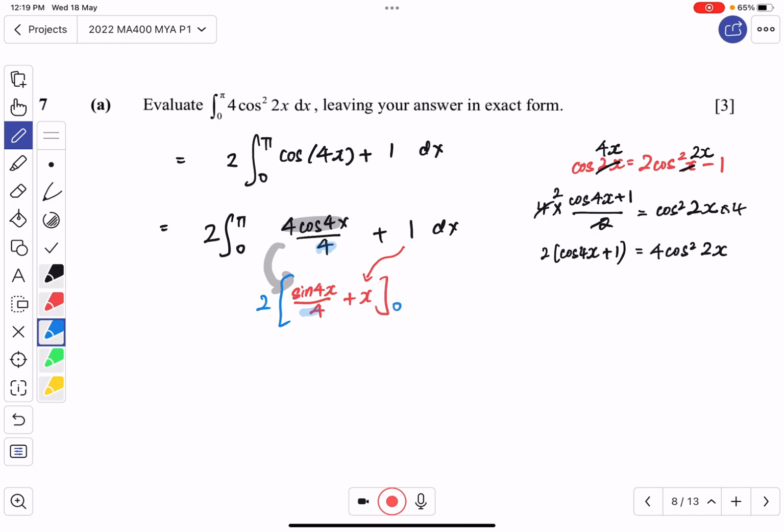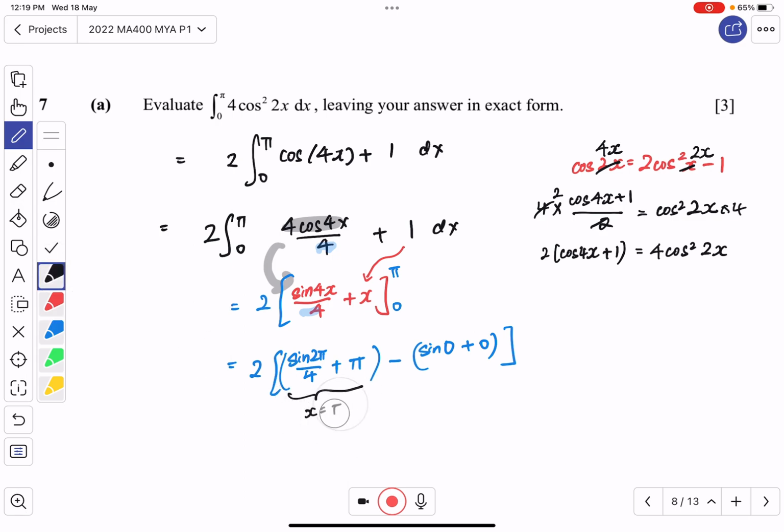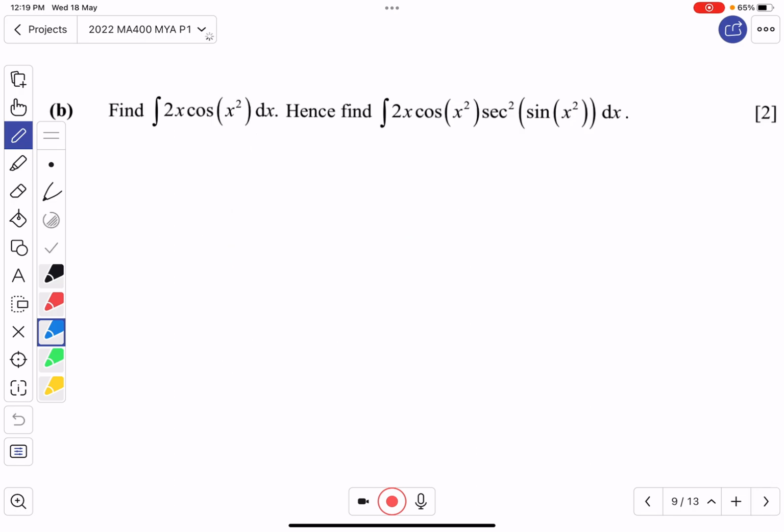Times 2, from 0 to pi. And with this, substituting, you have sine 2 pi over 4 plus pi, subtracting sine 0 plus 0. This is substituting x as pi, and this is substituting x as 0. So the answer is just 2 pi. Okay, so that's all. Next, I will go on to the next question.